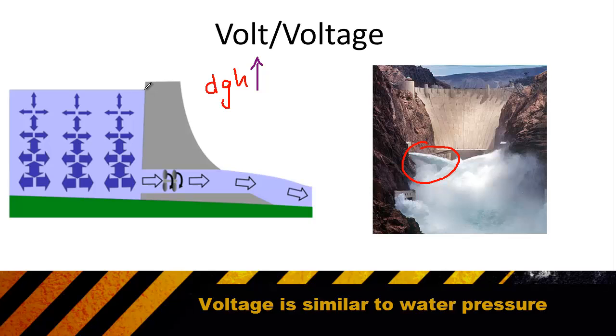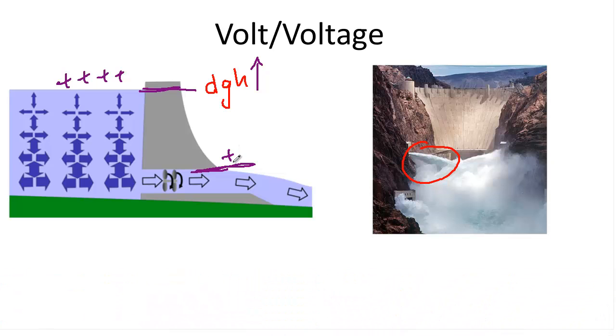Or the greater the difference between the high part of the dam and the low part of the dam, the more pressure we're going to have. Likewise, if you have a lot of positive charge on one side of a battery and not a lot of positive charge on the other, that's going to create pressure, or voltage.